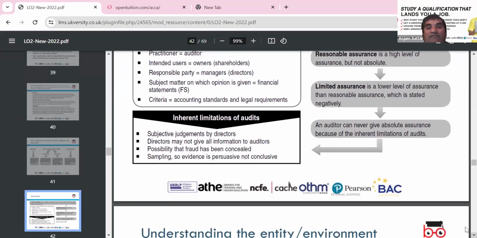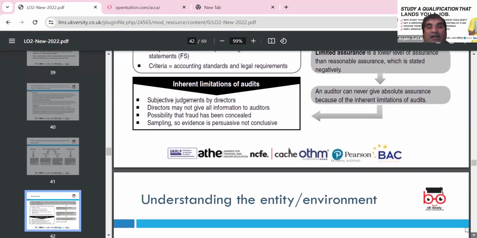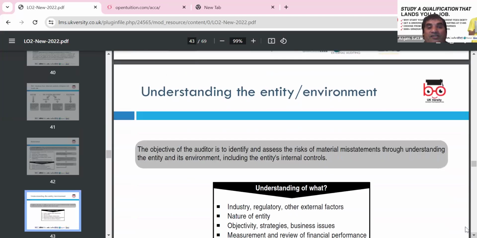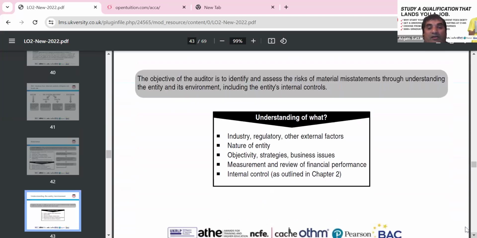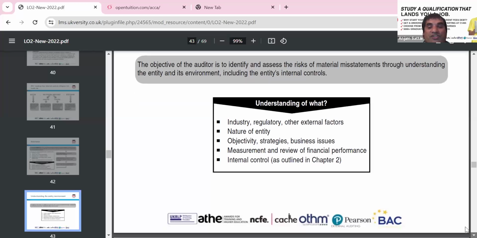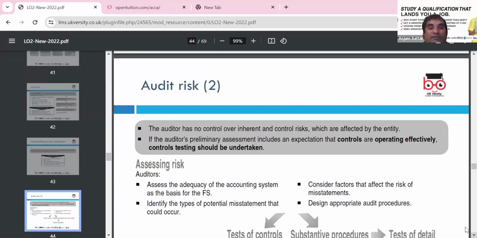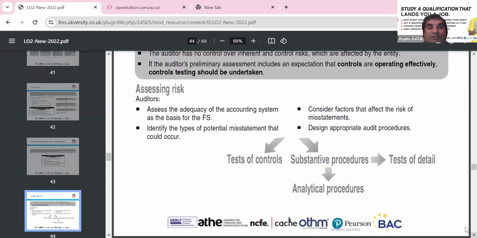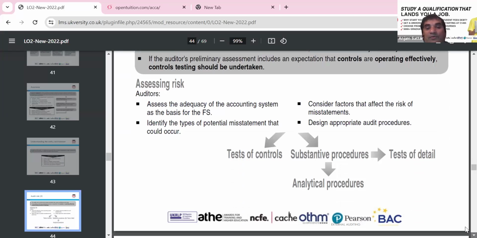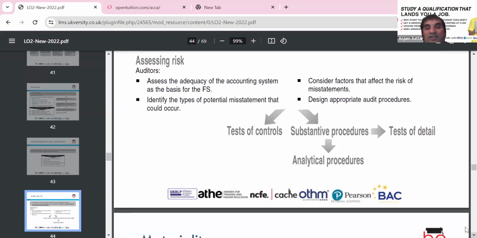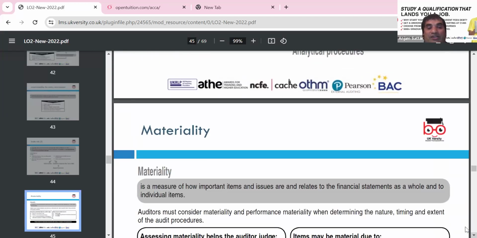So the auditor never gives absolute assurance. Inherently, we can look around, understand the entity's environment, industry, objectives and strategies. So the risk of audit, as we mentioned earlier, includes the accounting systems that will help, test of control, substantive procedures, and analytical procedures, which we can use.